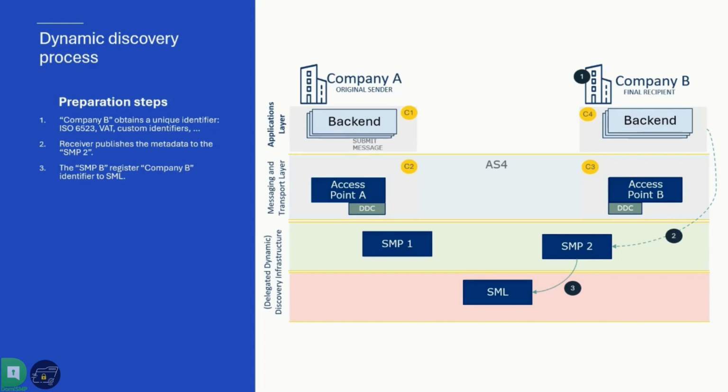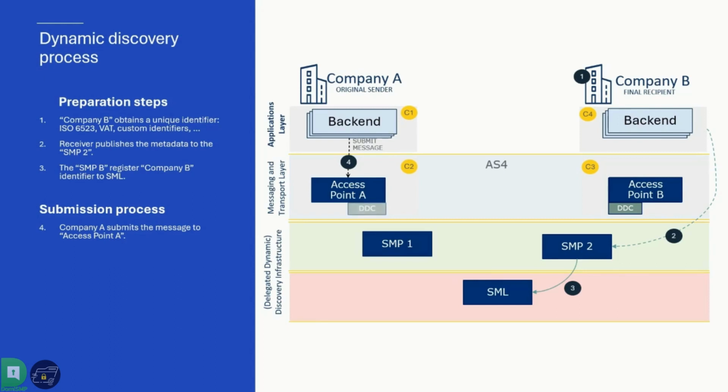And the submission process is then executed as follows. Company A generates the message, sets as a recipient the company B identifier, and submits it to its access point provider, which we will call access point A. However, at this point in time, access point A lacks the necessary connectivity data to send the message directly.